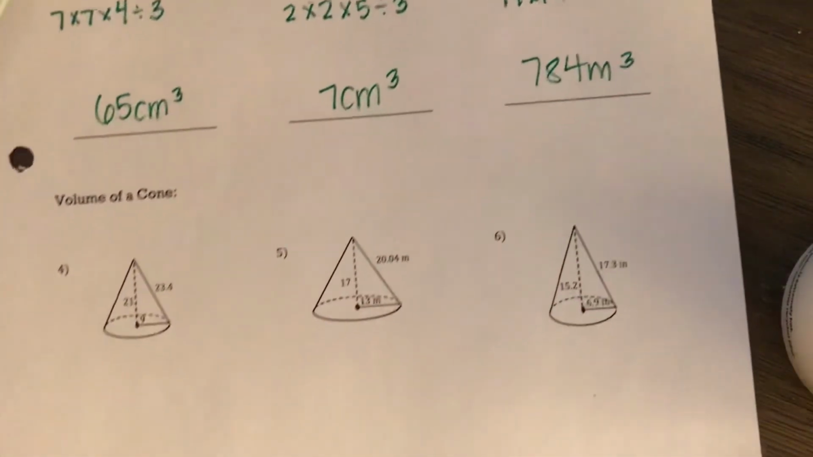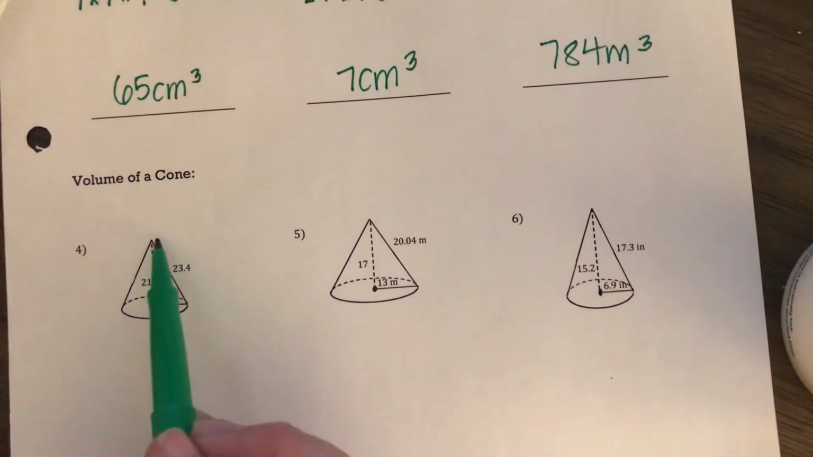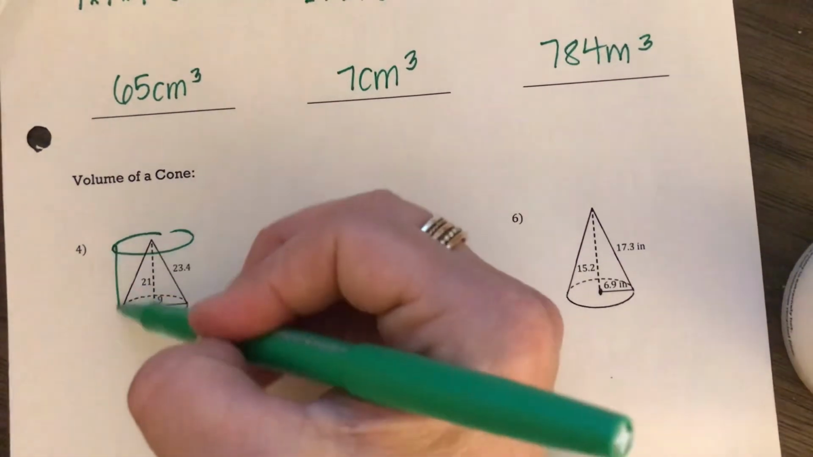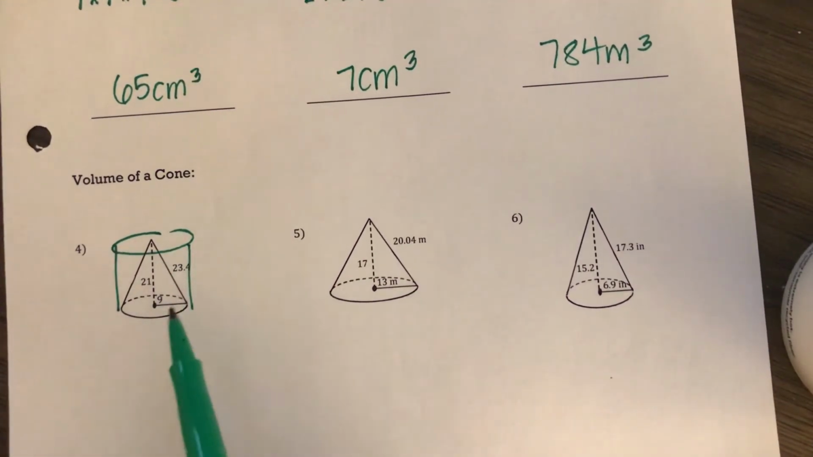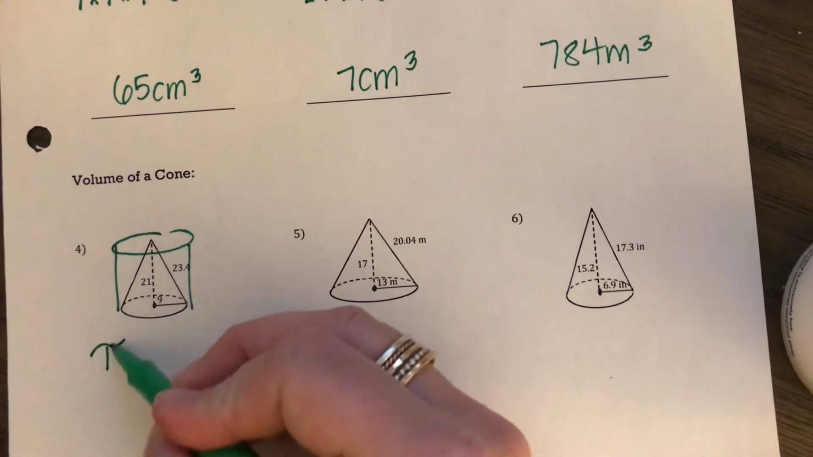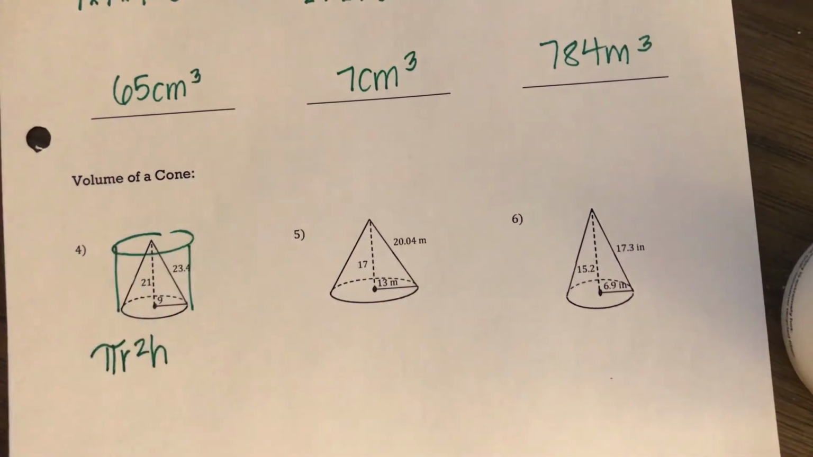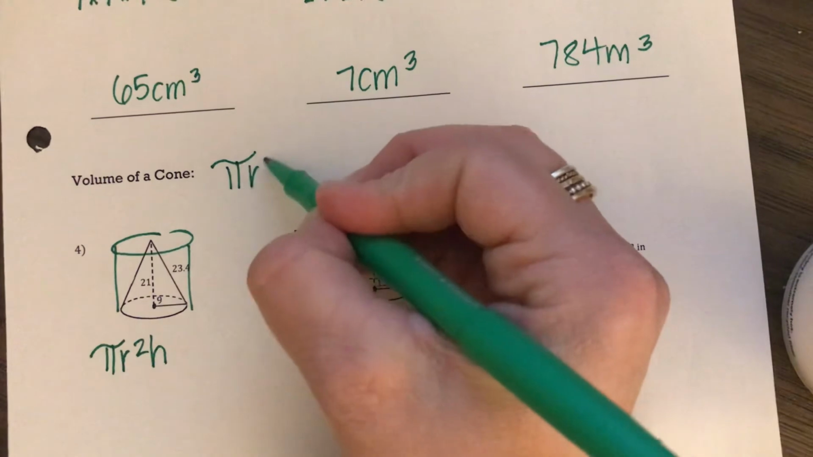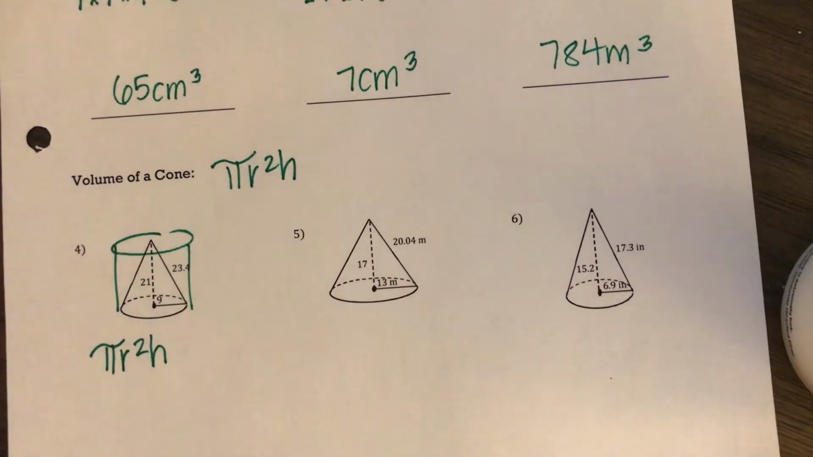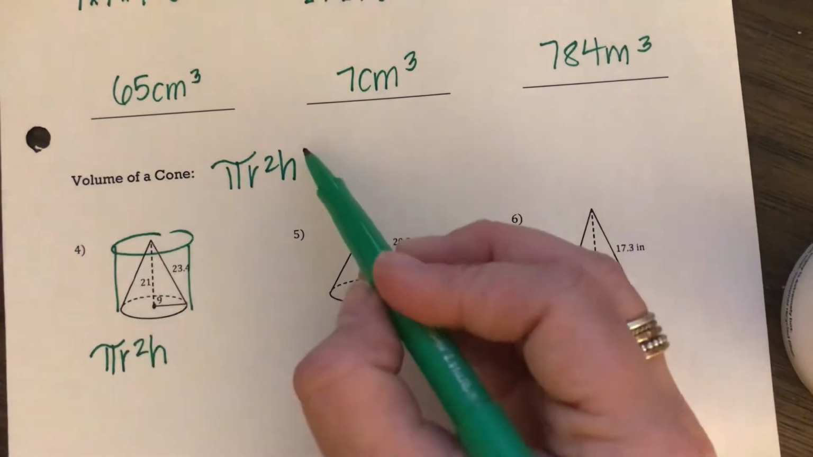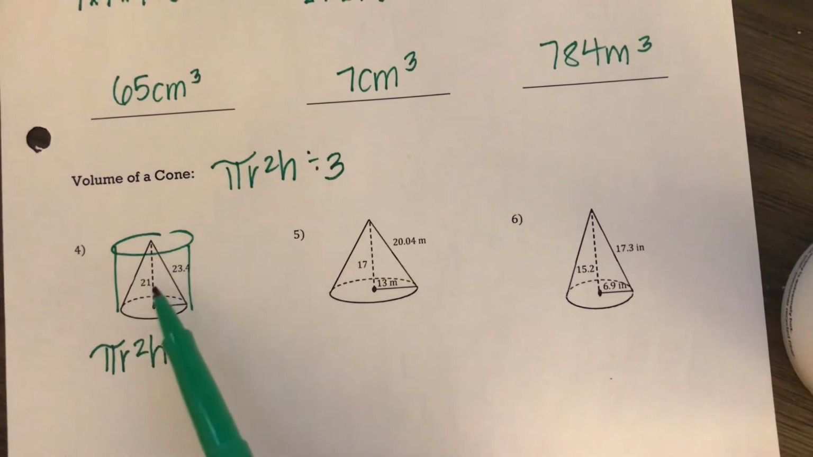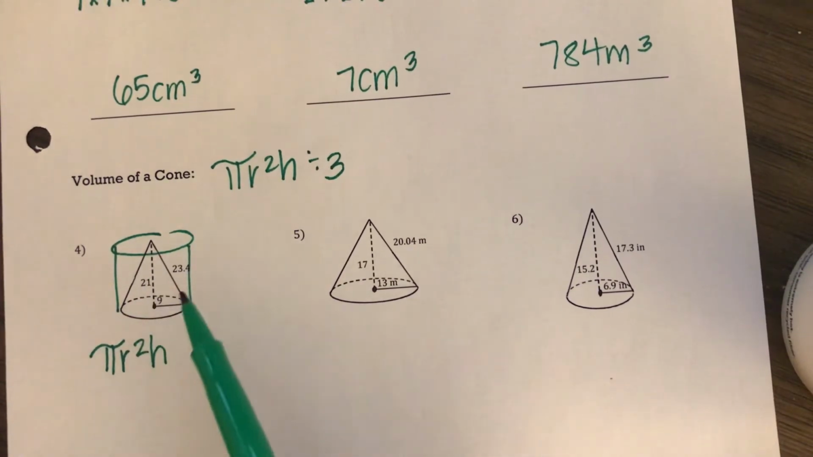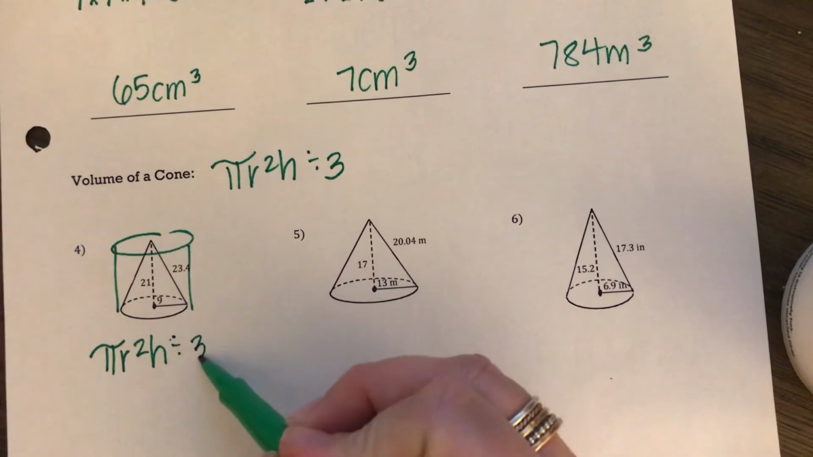On the next section, for a cone, we essentially pretend that if this was a cylinder that has the same base and height, we know we would do pi r squared h. It's the same relationship between a cone and a cylinder as with the square pyramid above. It would take 3 of these cones to fill up a cylinder that had the same base and the same height. So pi r squared h divided by 3.